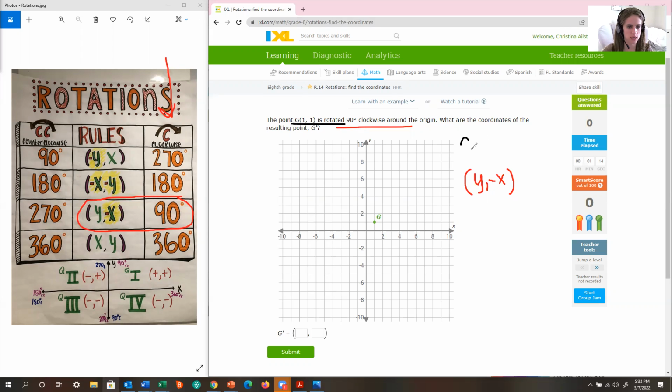Point G is located at 1, 1. If we're rotating it 90 degrees clockwise, let's apply the rule. So first, we need to take our pre-image X value and multiply that by a -1. So 1 times -1 would be -1. And then to get our rotated image, our G prime, we're going to flip those around, making our ordered pair 1, -1.